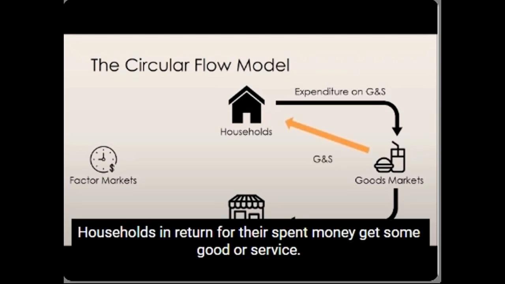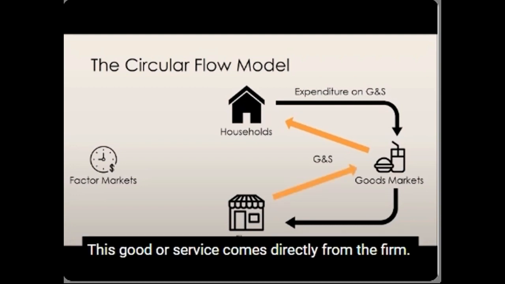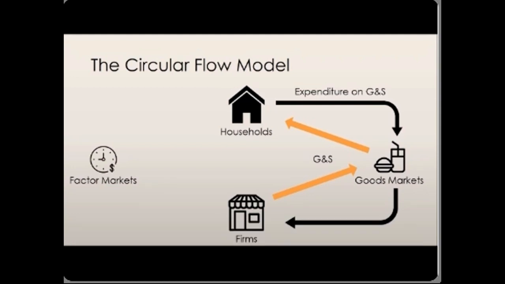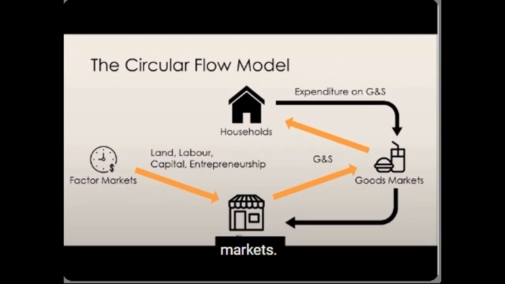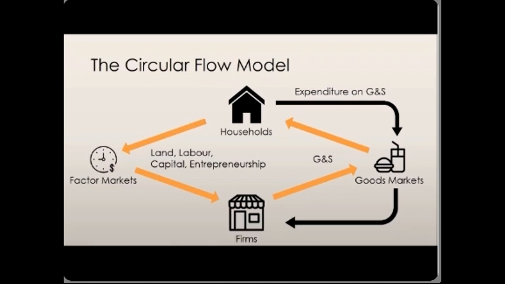Households, in return for their spent money, get some good or service. This good or service comes directly from the firm. The firm offers goods and the households buy the goods. In order to produce the goods, the firm needs to buy resources from the factor markets. It is households that provide the resources of land, labor, capital, and entrepreneurship.